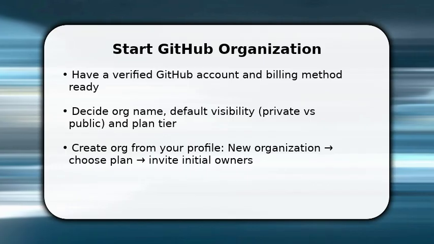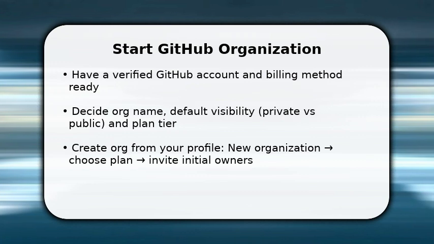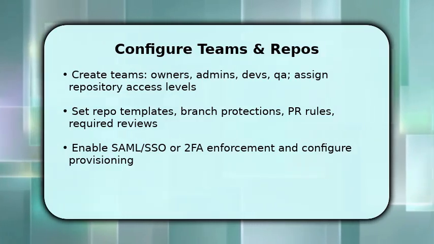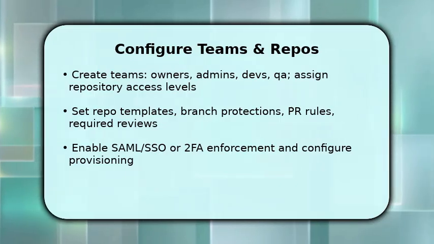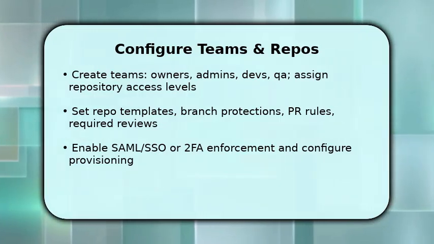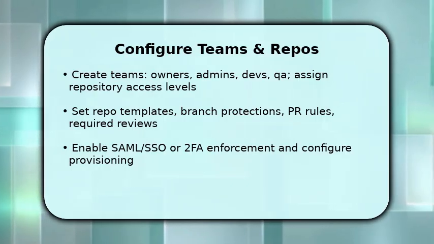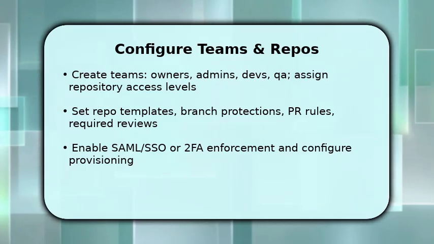You need redundancy. You're starting production-ready governance immediately, not fiddling later, because early choices affect access, security, and billing across the whole organization. Next, structure who does what. Create teams, owners, admins, developers, CI, and grant minimum necessary repo permissions. This prevents access sprawl. Once teams exist, create repo templates for standardization and enable branch protection, required status checks, and pull request review rules to enforce workflows.